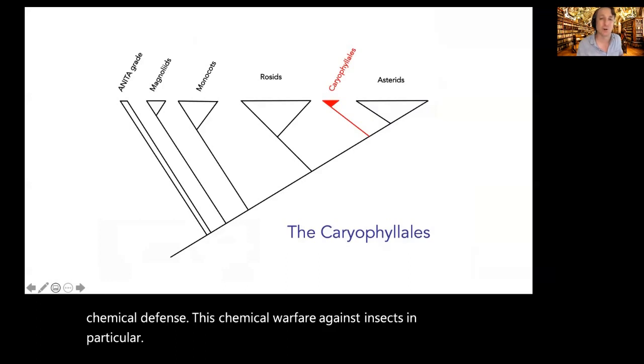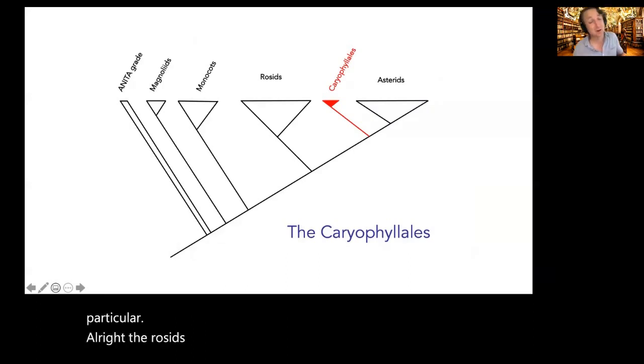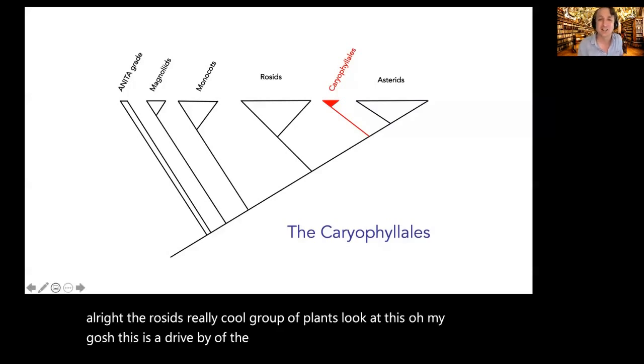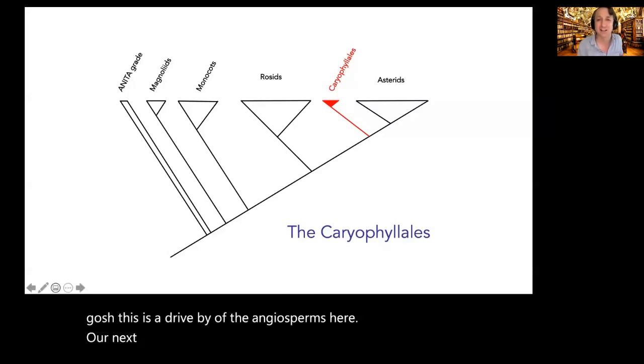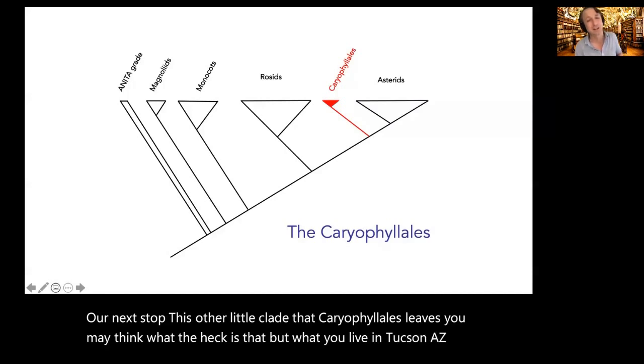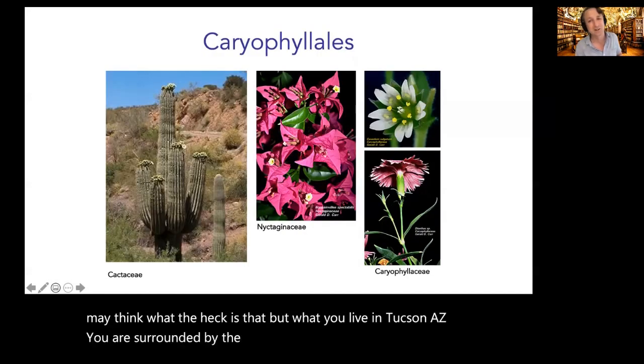All right, the rosids, really cool group of plants. Look at this. Oh my gosh, this is a drive-by of the angiosperms here. Our next stop, this other little clade, the Caryophyllales. You may think, what the heck is that? But you know what? You live in Tucson, Arizona. You are surrounded by the Caryophyllales. Oh my gosh, what a cool group of plants.